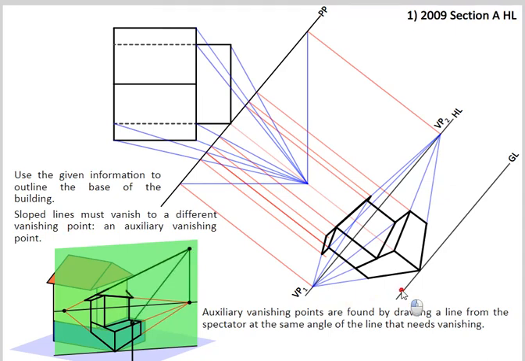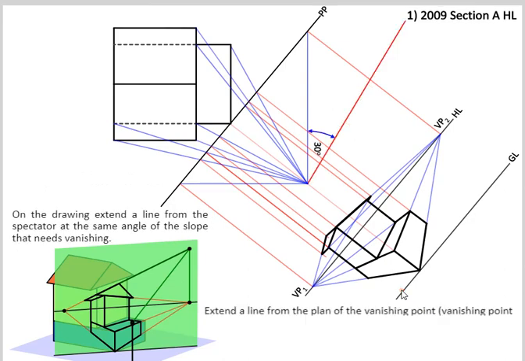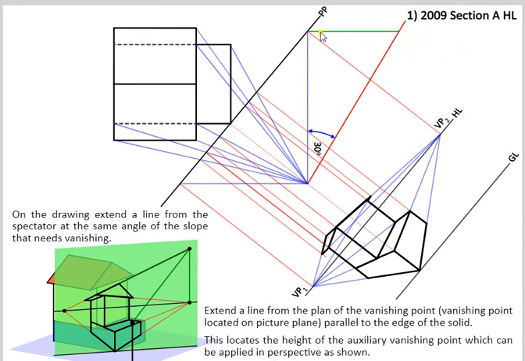So in this case here we're told the angle is 30 degrees. So we're going to construct a 30-degree angle here, and again it's off VP2 this time because the slope is sloping this way and this way. So that means we'll say this here is the angle of 30 degrees. So from this point here, where I have the cursor, I'll be drawing out a line perpendicular, and this here is our height for our auxiliary vanishing point, and this is parallel to VP2, so it means that it's going to be above VP2. This is our auxiliary vanishing point.